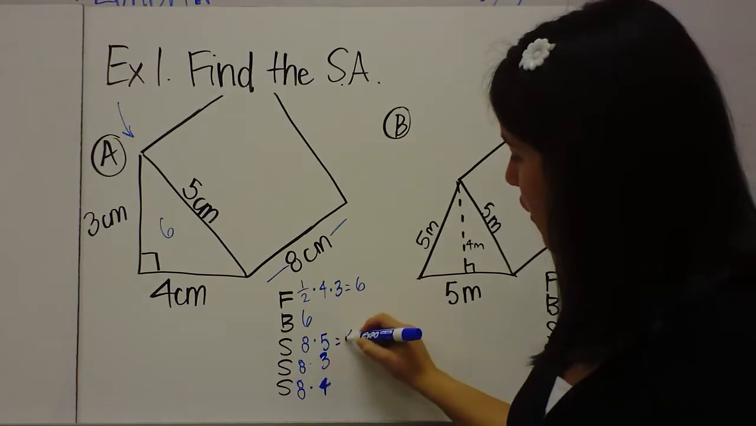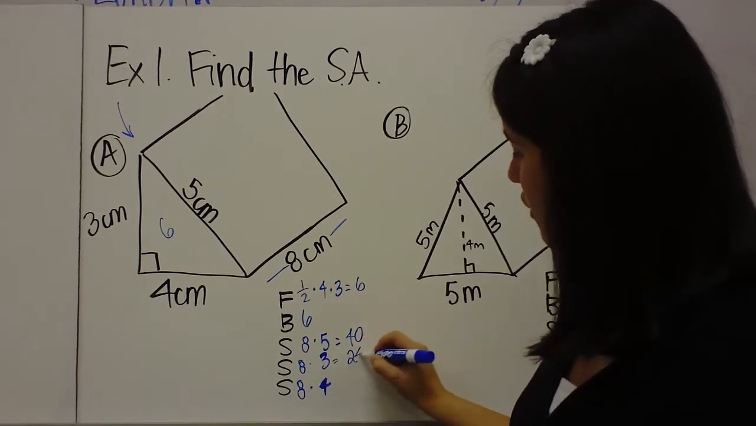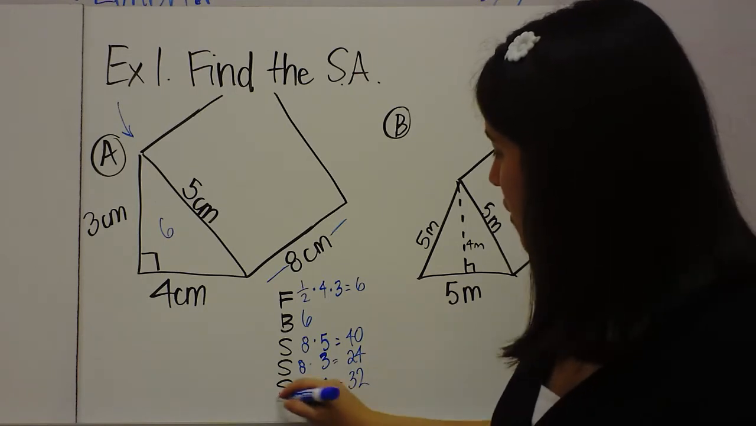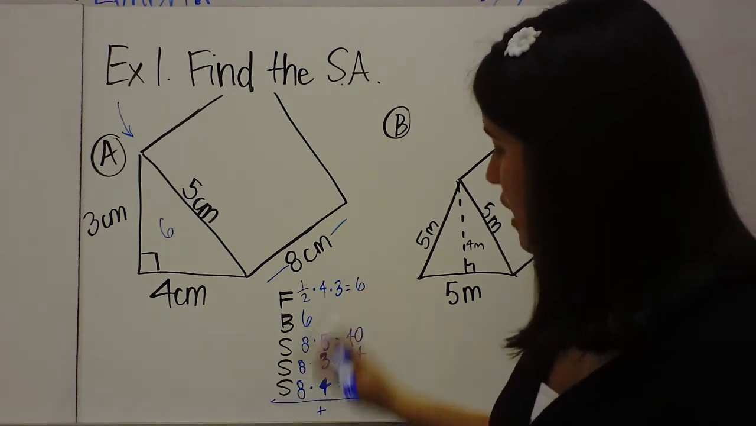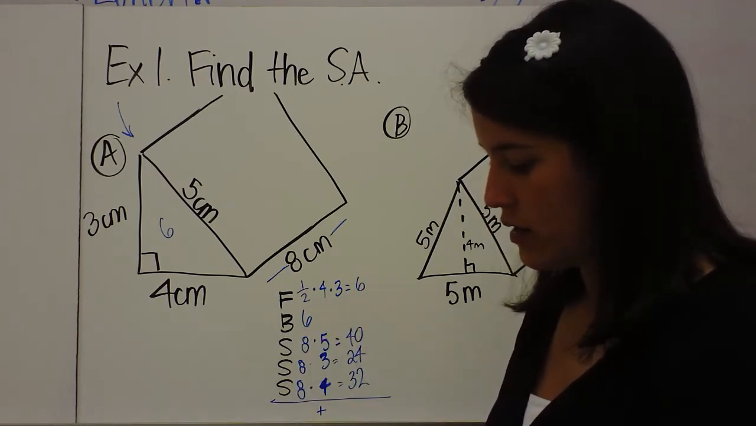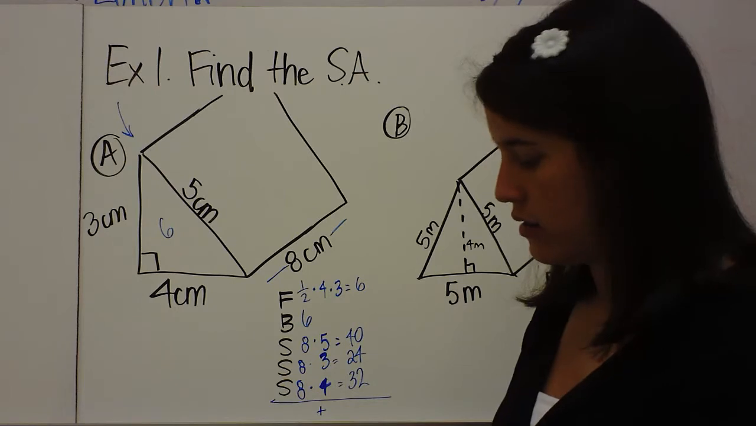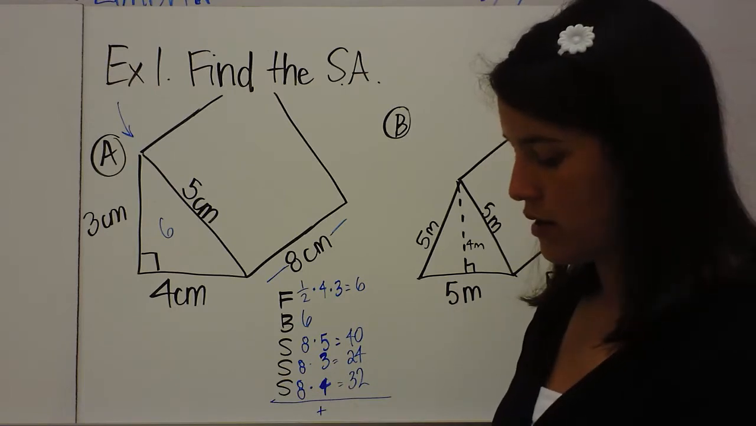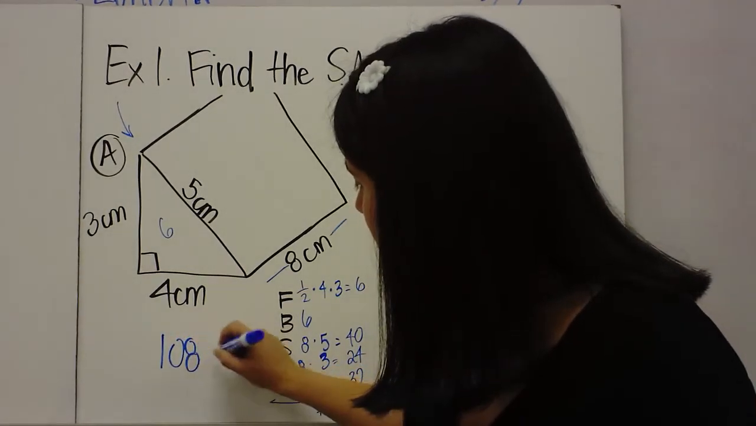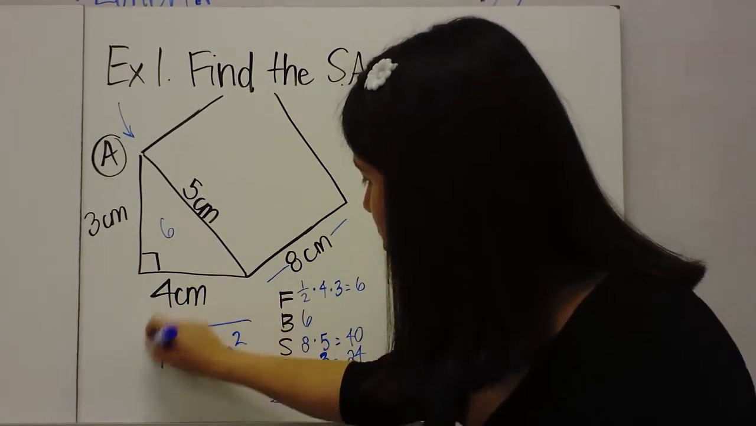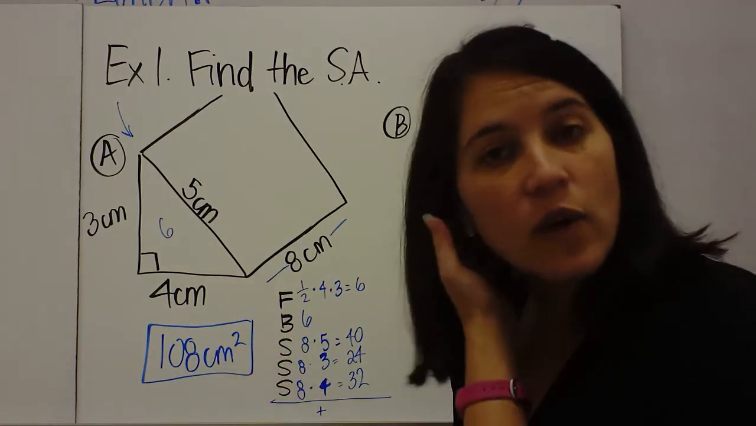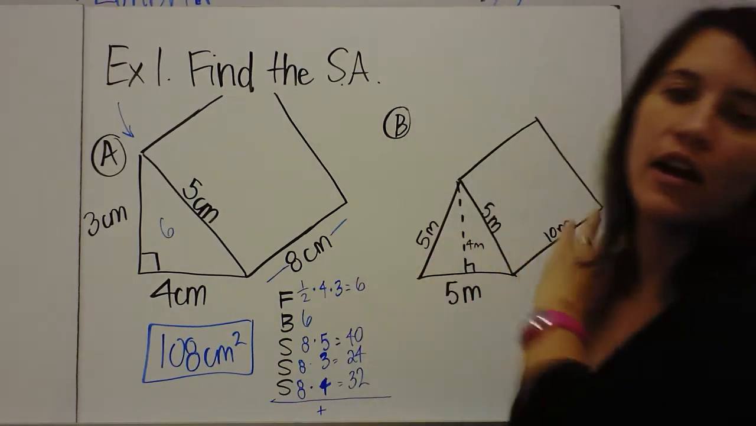We multiply these and we get 40, 24, 32. And then I want to add these up. So I'm going to add 6 plus 6 is 12, plus 40, 24, and 32. And that gives me 108 centimeters squared is the surface area. It's the surface area, so it's centimeters squared of this triangular prism. All right, let's do another one.